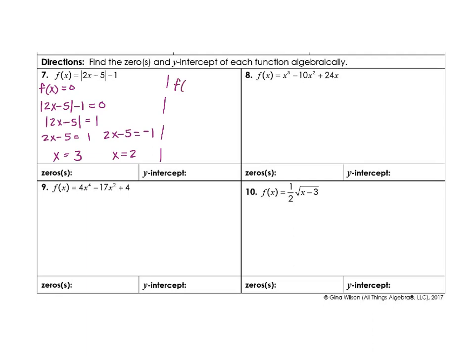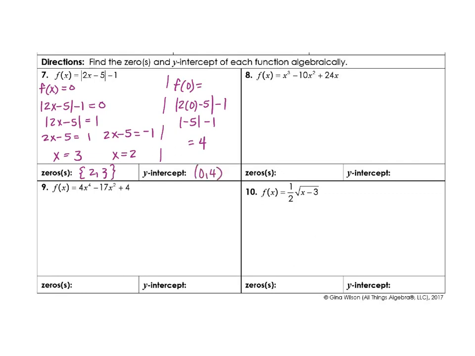Now let's go through and find our y-intercept. So we're going to let x be 0. In other words, we're finding f at 0. So that's going to be the absolute value of 2 times 0 minus 5, minus 1. And so we have the absolute value of negative 5 minus 1. So it looks like this one is going to be 4. So we have our zeros, which are going to be 2 and 3, and our y-intercept is going to be (0, 4).